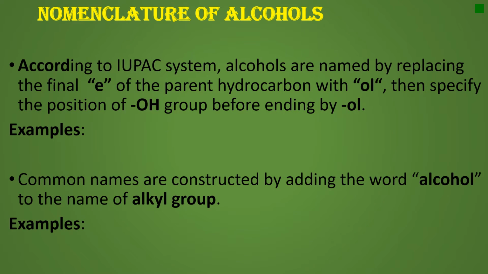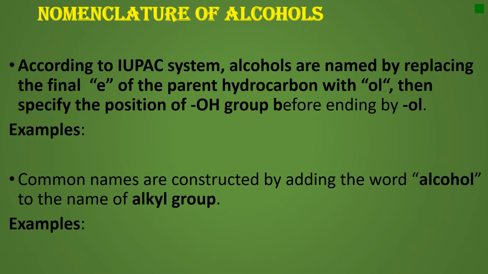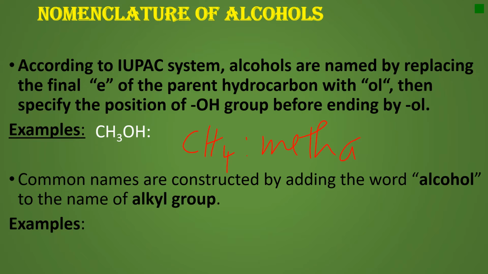Nomenclature of alcohols. According to the IUPAC system, alcohols are named by replacing the final E of the parent hydrocarbon with OL, then specify the position of the OH group before ending by OL. Examples: CH3OH, which is an alcohol deriving from an alkane CH4. Its name is methane. So if we want to name this alcohol, we replace the ending E of methane by OL, and the name of the alcohol becomes methanol.